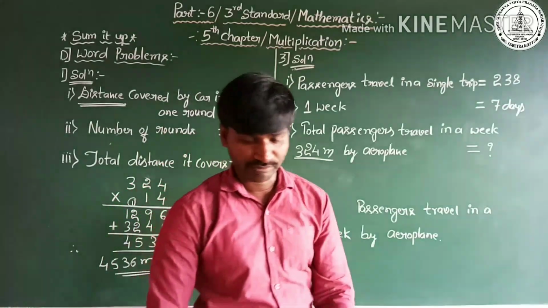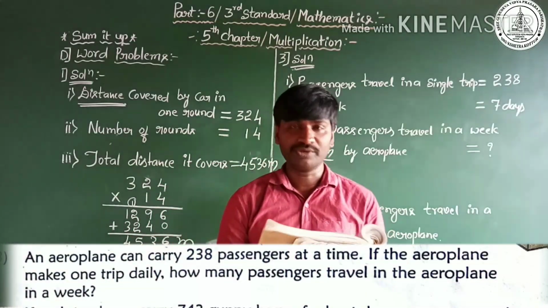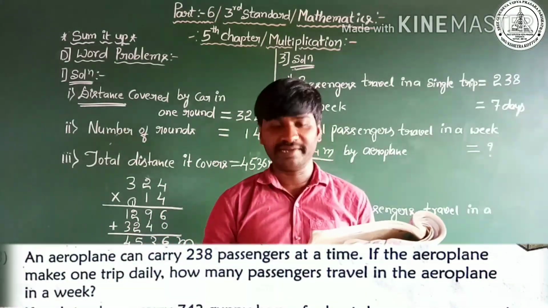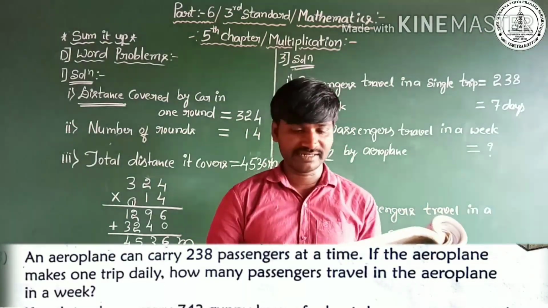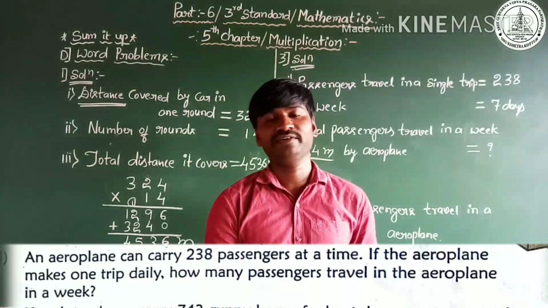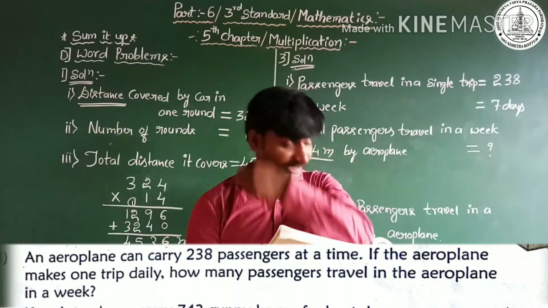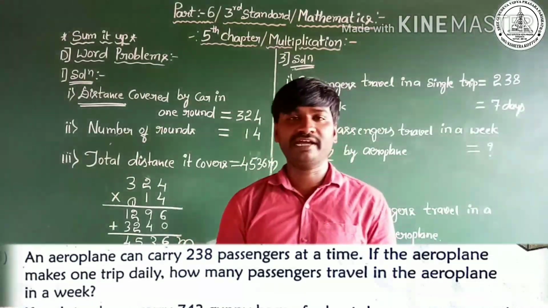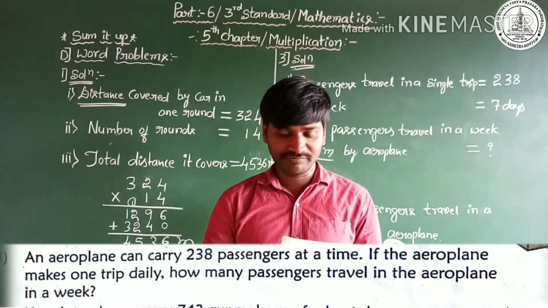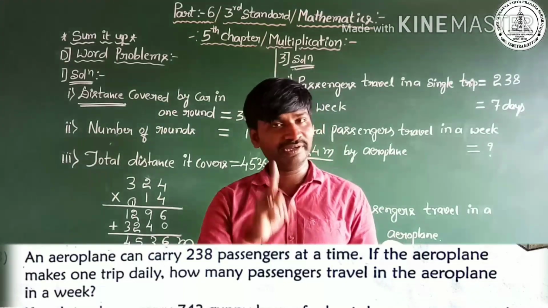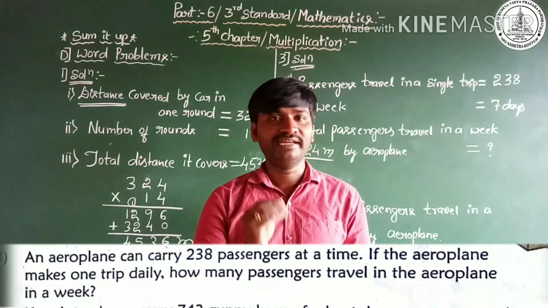The rest of the second is your homework, dear student. What is the third question? An aeroplane can carry 238 passengers at a time. If the aeroplane makes one trip daily, how many passengers travel in the aeroplane in a week? Dear student, an aeroplane can carry 238 passengers at a time. But the aeroplane makes only one trip in a day. Then how many passengers travel in the aeroplane in a week?